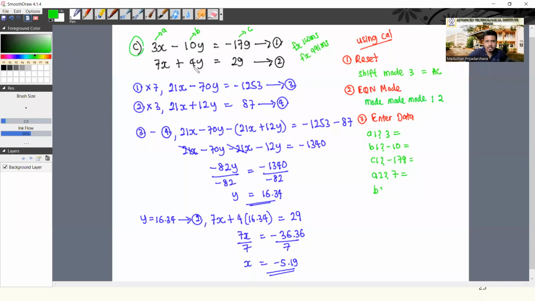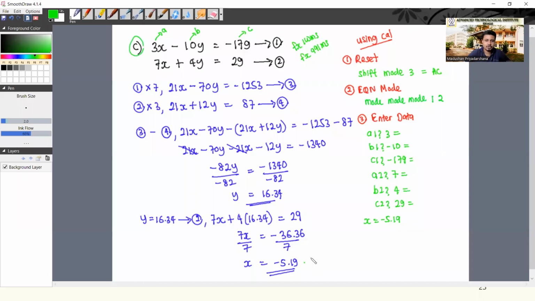The B value of equation 2, that is 4. So provide 4 and press equal. Then it will ask for a C2 value. That is what? 29. So give 29 and press equal. Then you are getting the value of X equals minus 5.19.